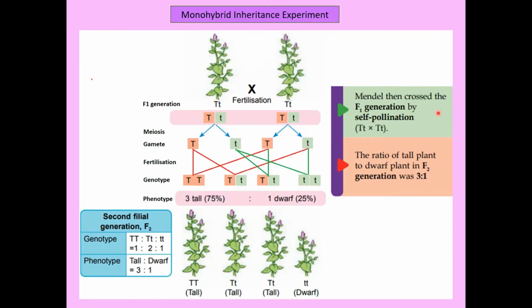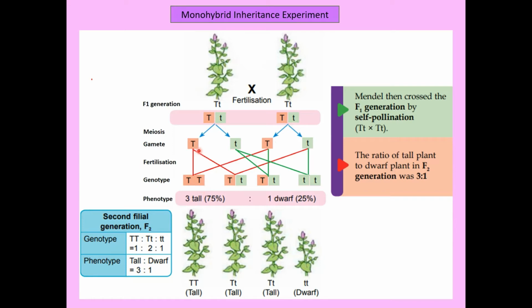Mendel then crossed the filial 1 generation by self-pollination. This is the heterozygous dominant, and this one also heterozygous dominant. This is the genotype. And in the meiosis process, this is the gamete, big T, small t, big T, small t. And this is the fertilization process. Fertilization of the dominant allele with this dominant allele, both carry the big T genotype.